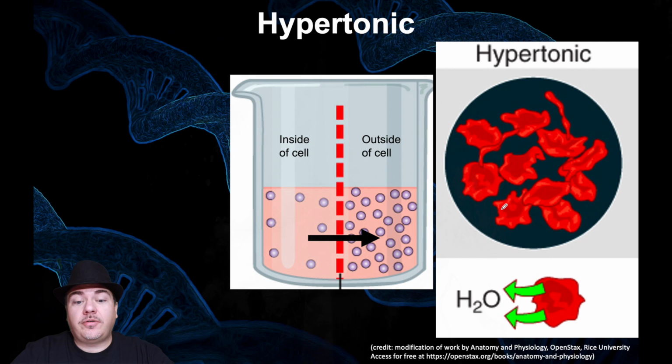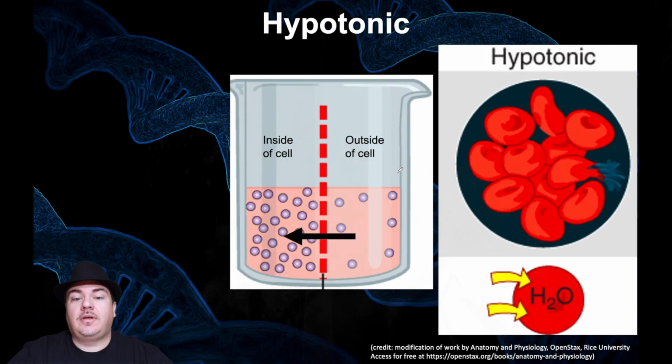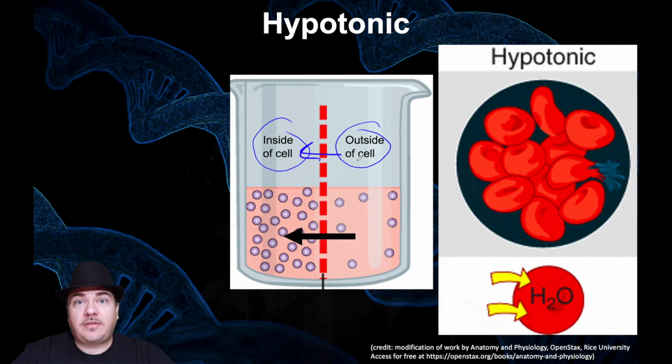Hypertonic means higher solute concentration. If you put a cell in a hypertonic solution, water will leave the cell. Hypotonic means lower solute concentration. If you take a cell and put it in a hypotonic solution, water will enter the cell. If it's an animal cell, like your red blood cells, it will swell up and burst open, killing that animal cell. Now, if it's a plant cell, the plant cell will not burst open because plant cells have a cell wall. The cell wall holds that plant cell together and prevents it from bursting open.